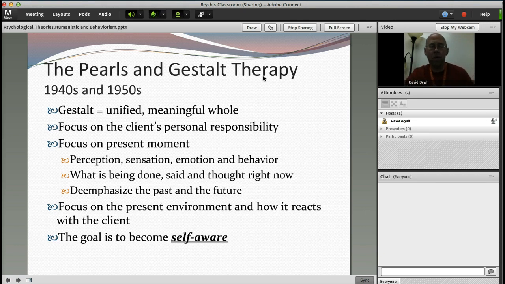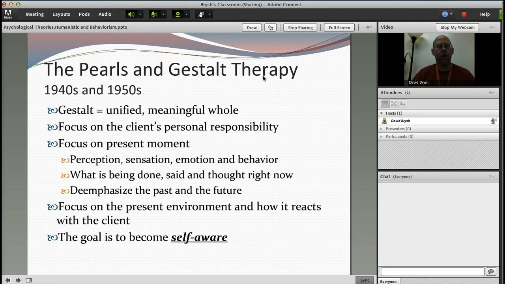And it's focused on the present, this exact moment, on the sensations that happen in this moment, what you're feeling in this moment, how you behave in this moment. So it's focused on the here and now, what's happening right now. And so it de-emphasizes the past and it de-emphasizes the future. So it's concerned about what you're doing right now and how you're going to feel right now or a minute from now. So it focuses on the present environment and then how that reacts with the client.